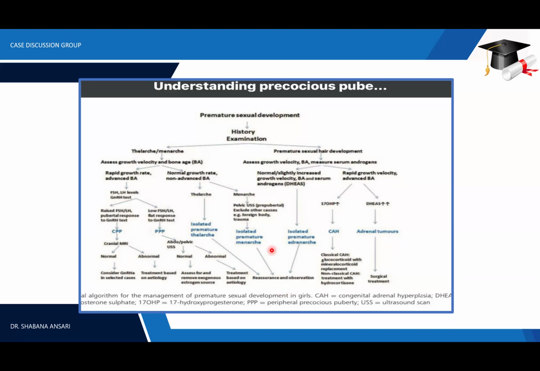In isolated menarche, we have to be very careful and exclude child sexual abuse, as we have discussed. So I have tried to keep it as simple as possible. All right, any questions from anyone?